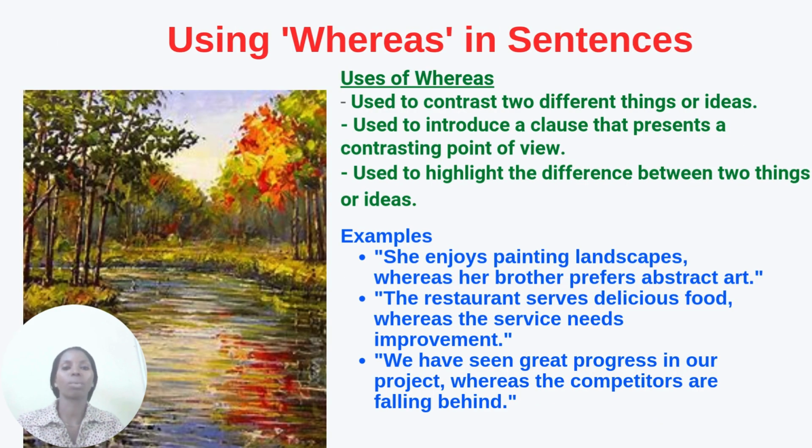Now let's look at whereas in sentences, but we'll first start by looking at the uses of whereas. Whereas is used to contrast two different things or ideas, and also used to introduce a clause that presents a contrasting point of view. And lastly, it's used to highlight differences between two things or ideas. Now, let's portray this in different sentences.